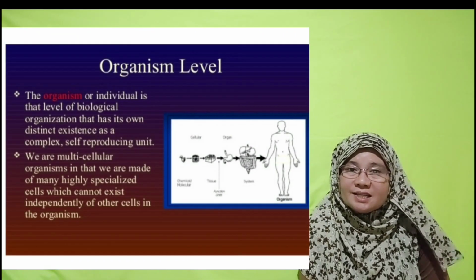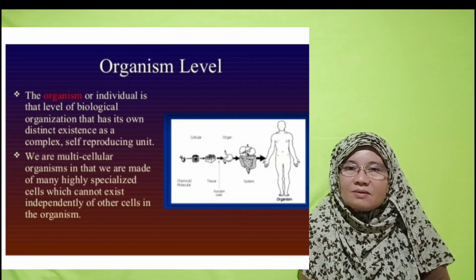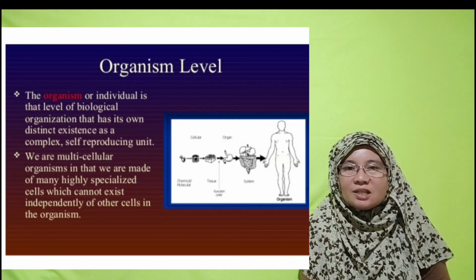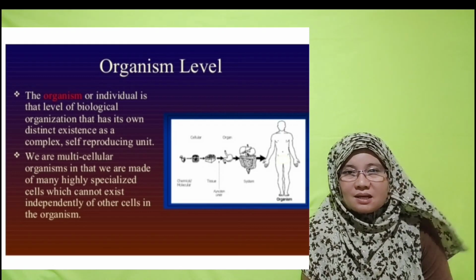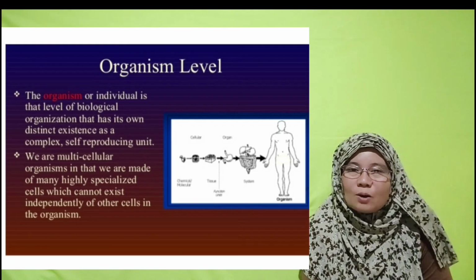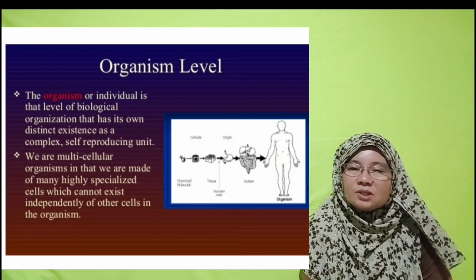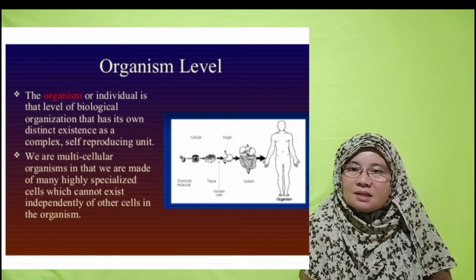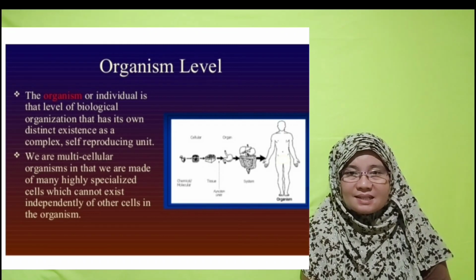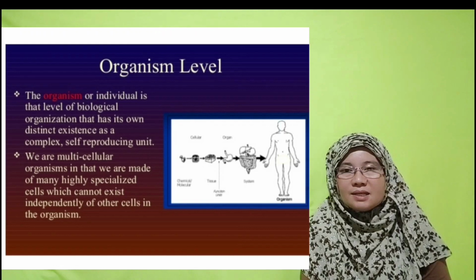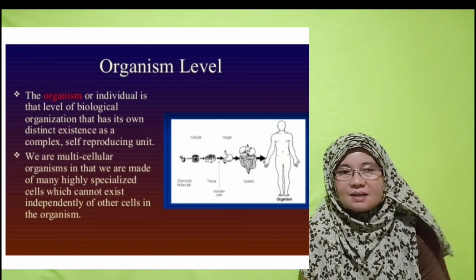And at the organism level, the organism or individual is that level of biological organization that has its own distinct existence as a complex, self-reproducing unit. We are multicellular organisms made of highly specialized cells which cannot exist independently of other cells in the organism.